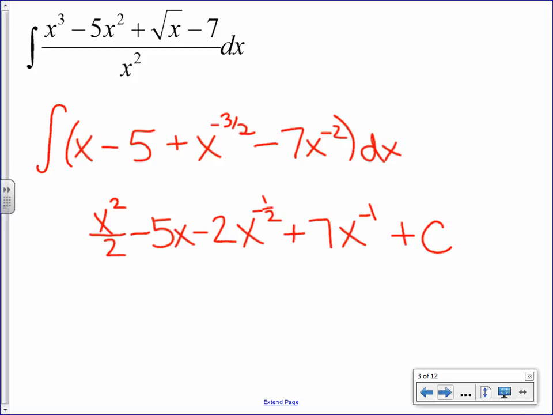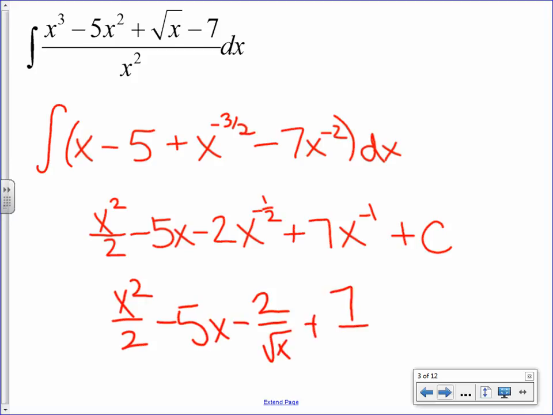Okay, so this is the same as x squared over 2 minus 5x minus 2 over the square root of x plus 7 over x plus c. You can write it either way.